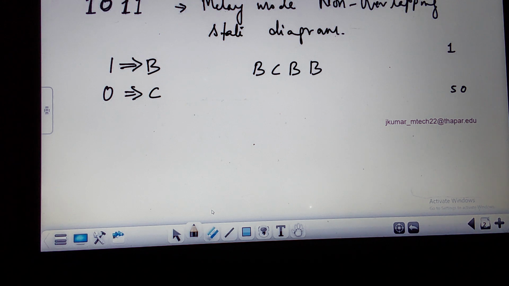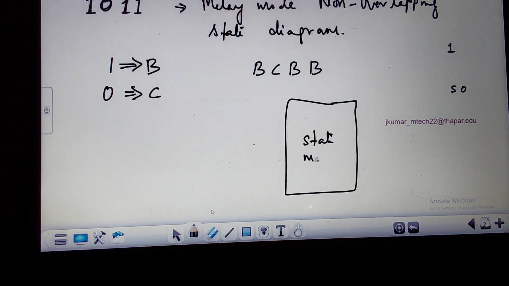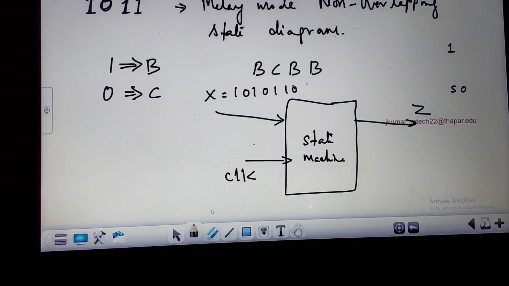Okay. Now I want to detect this pattern. So let us take an example. This is my state machine; I developed this state machine. This is the input I'm giving, X. X is the input, let us take. Z is the output. Since this is a sequential logic circuit, we have a clock also, right? Clock. Now I'm giving a very long sequence to this.